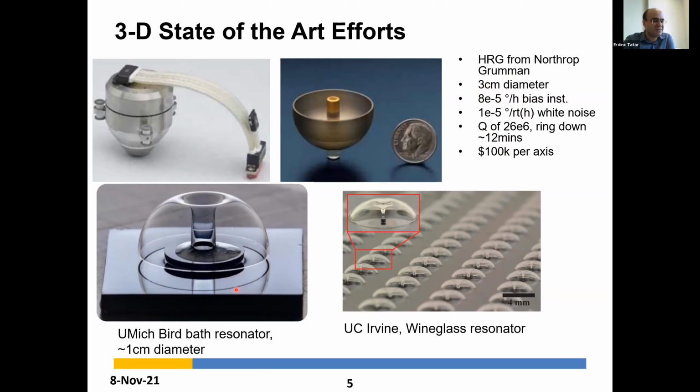This started around 10 years ago. Some of them have been successful, but most of them are gone, actually. The surviving ones are the University of Michigan's bird bath resonator, which looks like a wine glass, but upside down. UC Irvine has been working on it too. I think they gave up. They have a company for the one on the left, but it is still not at a product level.